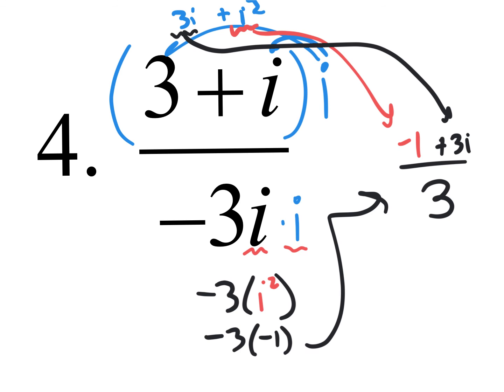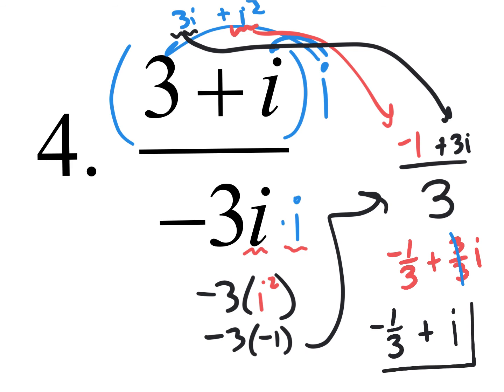And now, again, you don't want to leave it together as one fraction. You want to separate the real from the imaginary. So we're going to take this 3 and put it both on the 3 and on the negative 1. So what we have here is a negative 1/3 plus 3/3 with an i. But of course, that 3/3 could be reduced down to 1. So your final answer is negative 1/3 plus i.